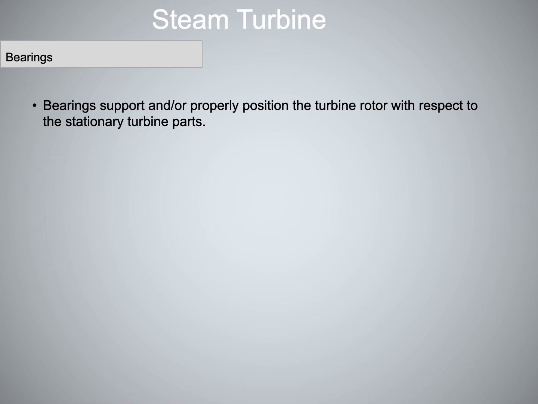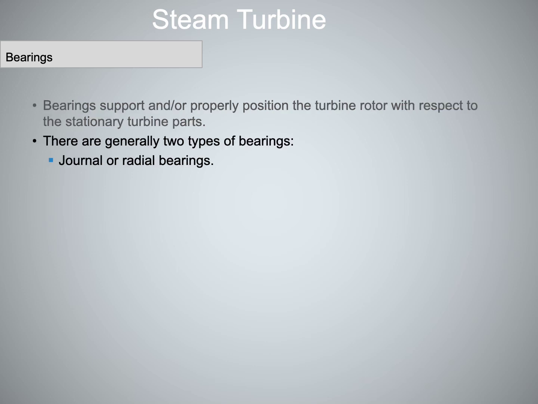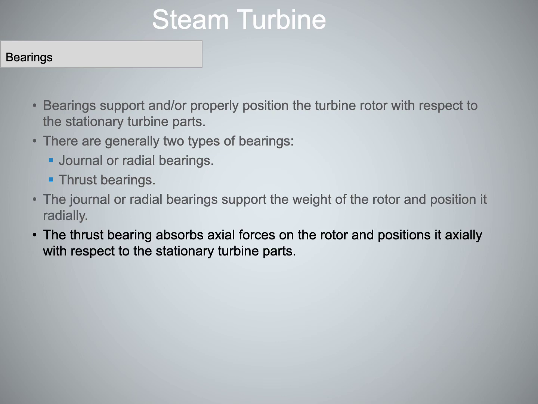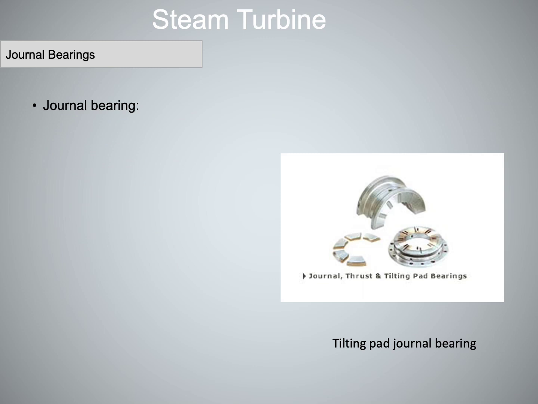Bearings support and properly position the turbine rotor with respect to the stationary turbine parts. There are generally two types of bearings: journal or radial bearings, and thrust bearings. The journal, or radial bearings, support the weight of the rotor and position it radially. The thrust bearing absorbs axial forces on the rotor and positions it axially with respect to the stationary turbine parts. Journal bearing, tilting pad journal bearing.